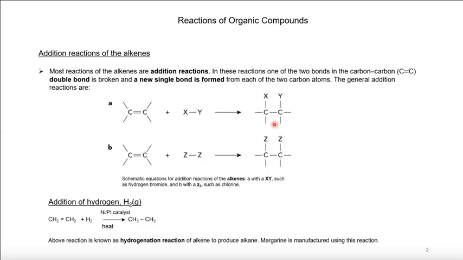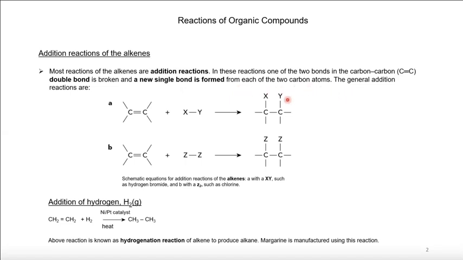We have been talking about the reaction mechanism of organic molecules, and that's what we are continuing now. This slide shows the addition reactions of alkenes. Almost all organic molecules do show addition reactions. In this reaction, one of the bonds of the carbon-carbon double bond is broken and forms a new single bond, and thereby forms a compound.